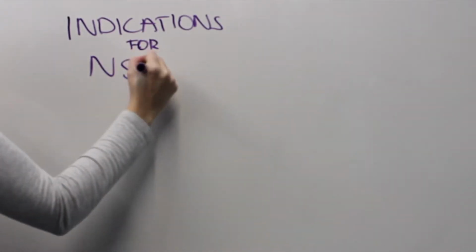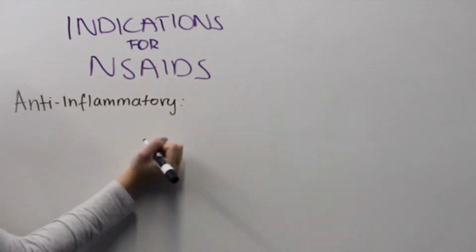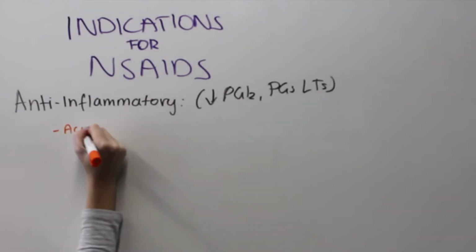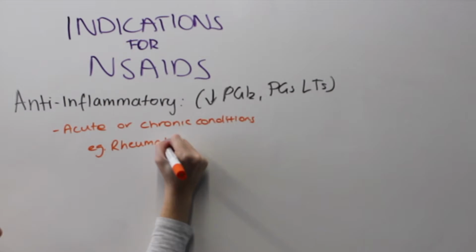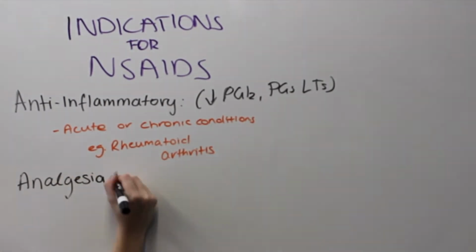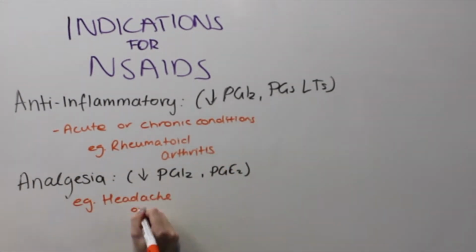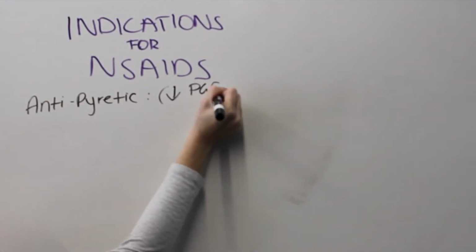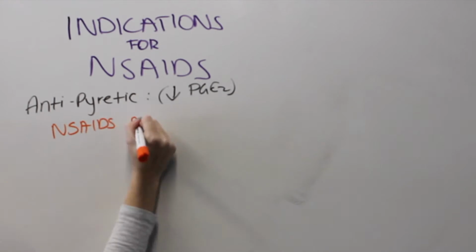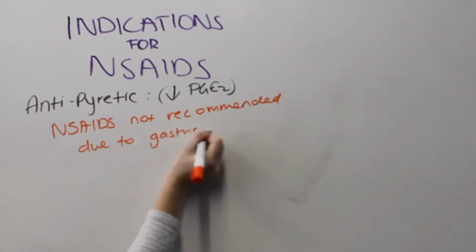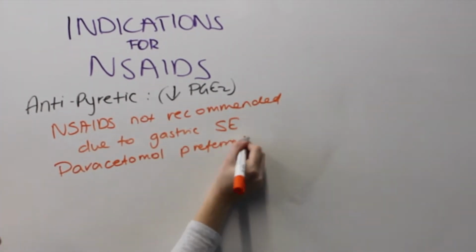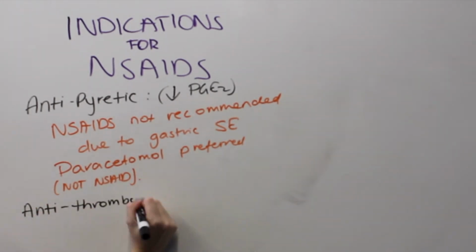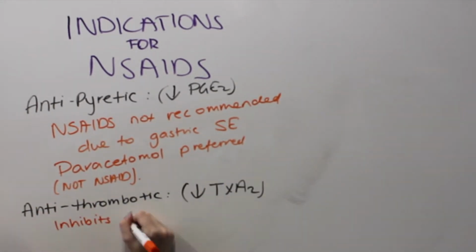So, why would you want to take an NSAID? Well, there are multiple indications for taking NSAIDs. Maybe you want to reduce inflammation by reducing PGI2 and the prostaglandins. Or perhaps you want to reduce fever by reducing PGI2 and PGE2. But what if you want to reduce pain? Well, NSAIDs are generally not recommended due to their gastric side effects. Instead, take something like paracetamol, which is not an NSAID. Maybe you want to reduce blood clotting by reducing thromboxane. NSAIDs are good for this.